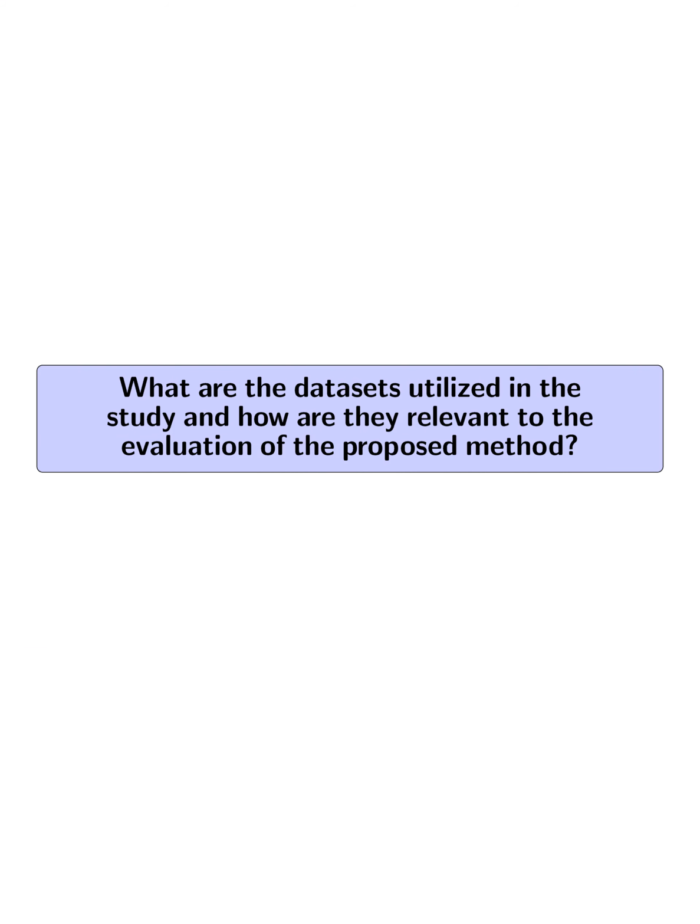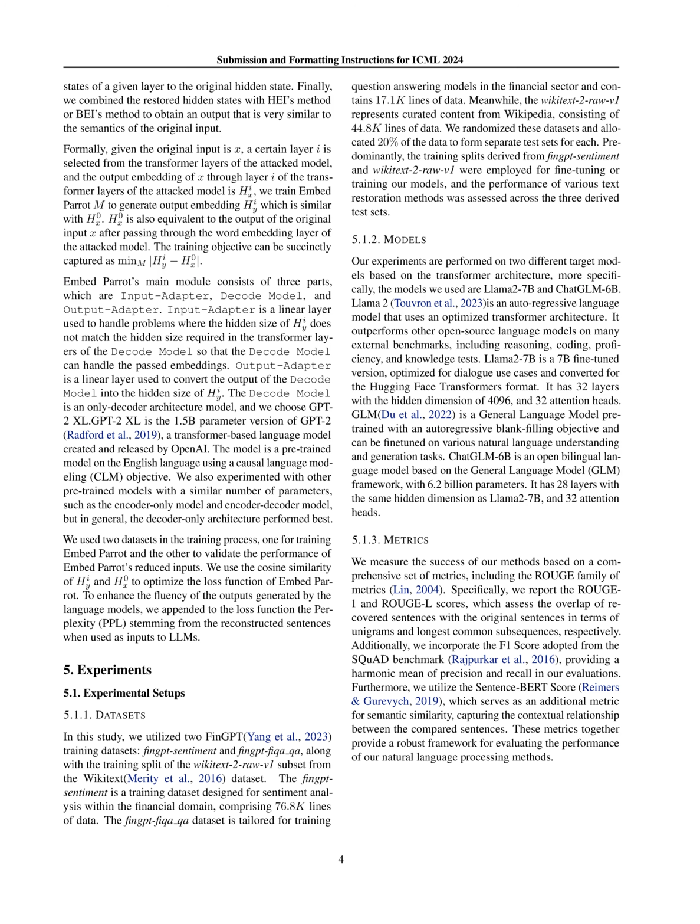What are the datasets utilized in the study, and how are they relevant to the evaluation of the proposed method? The datasets utilized in the study are the FinGPT sentiment, FinGPT FiQA, and Wikitext-2 raw v1 datasets. The FinGPT sentiment dataset is designed for sentiment analysis in the financial domain. The FinGPT FiQA dataset is tailored for training question answering models in the financial sector, and the Wikitext-2 raw v1 dataset consists of curated content from Wikipedia.